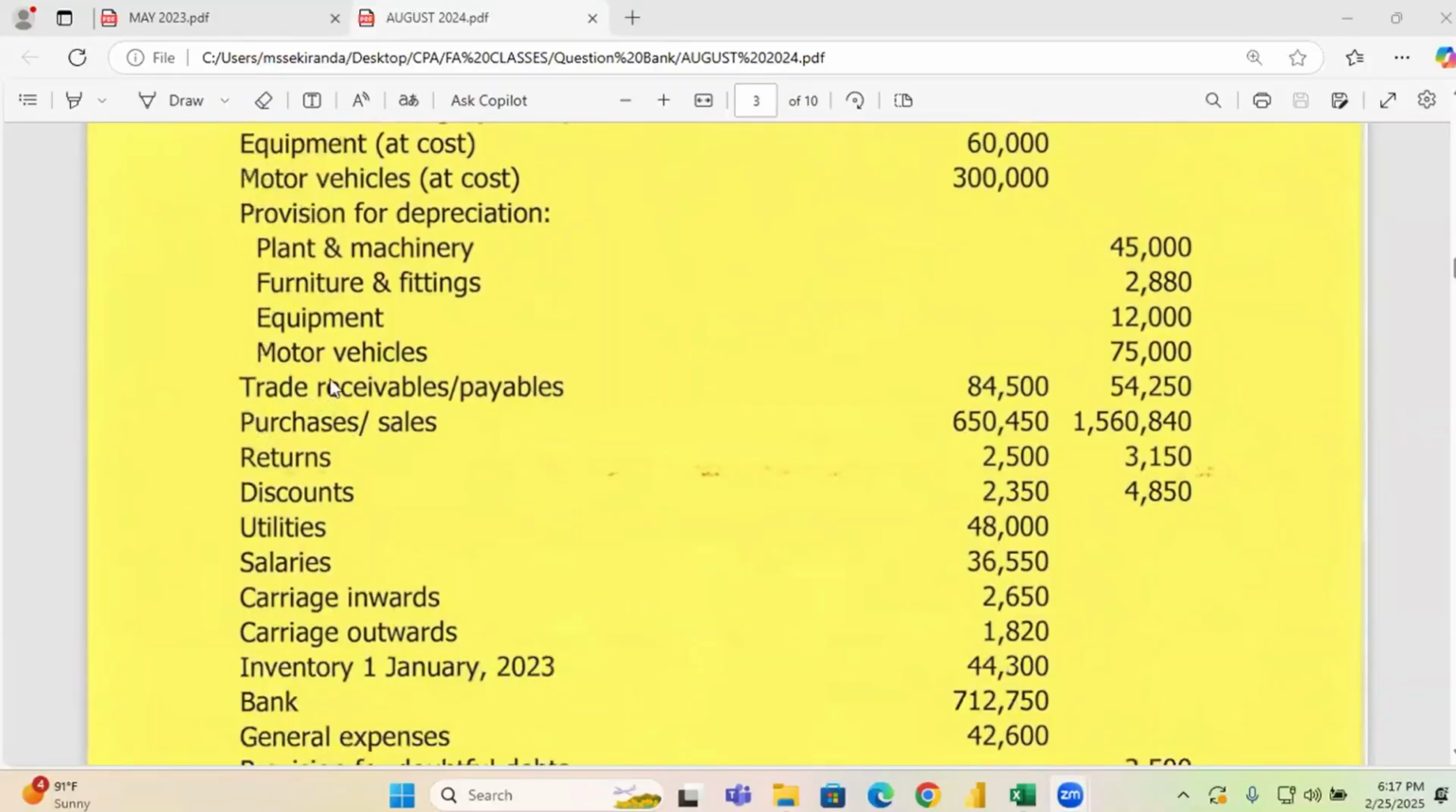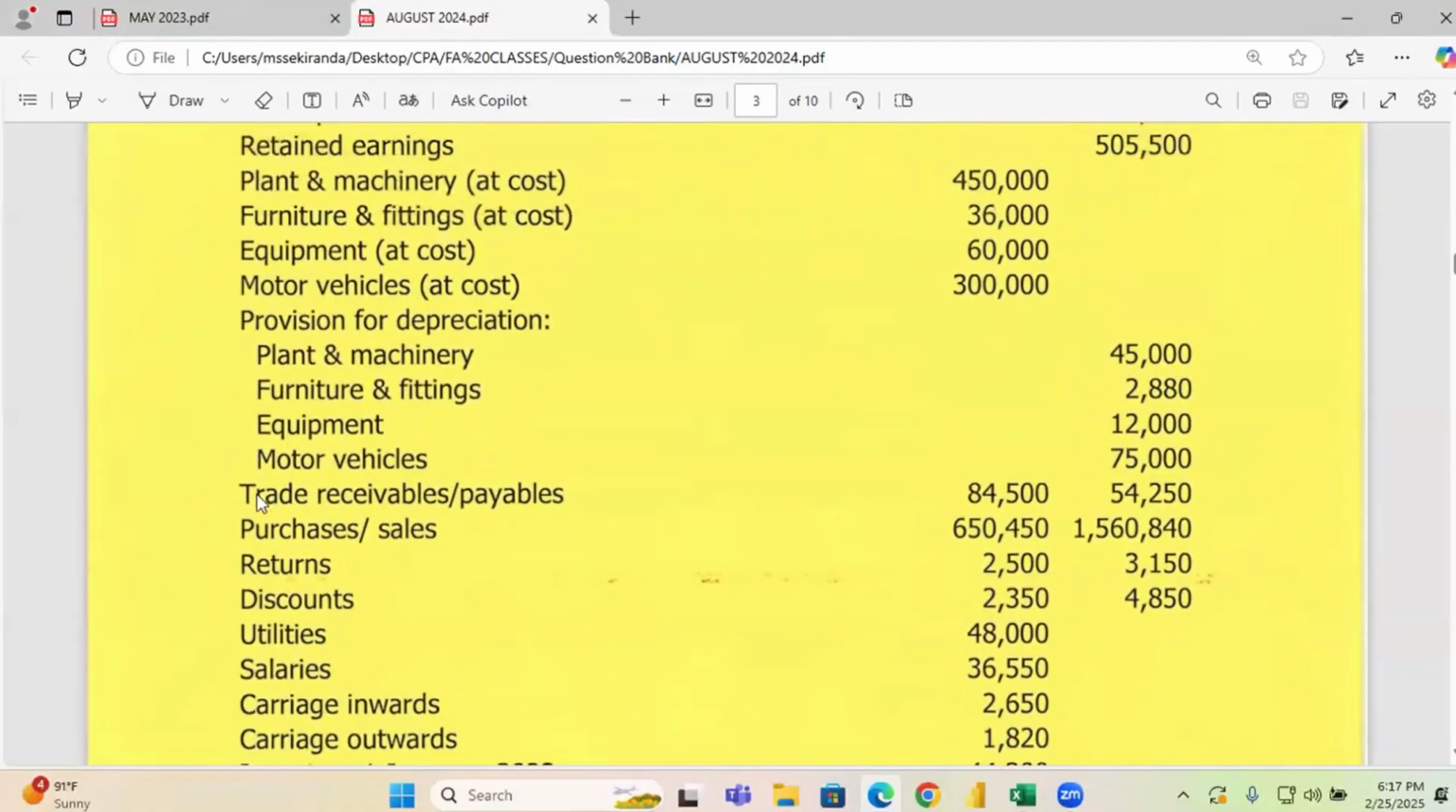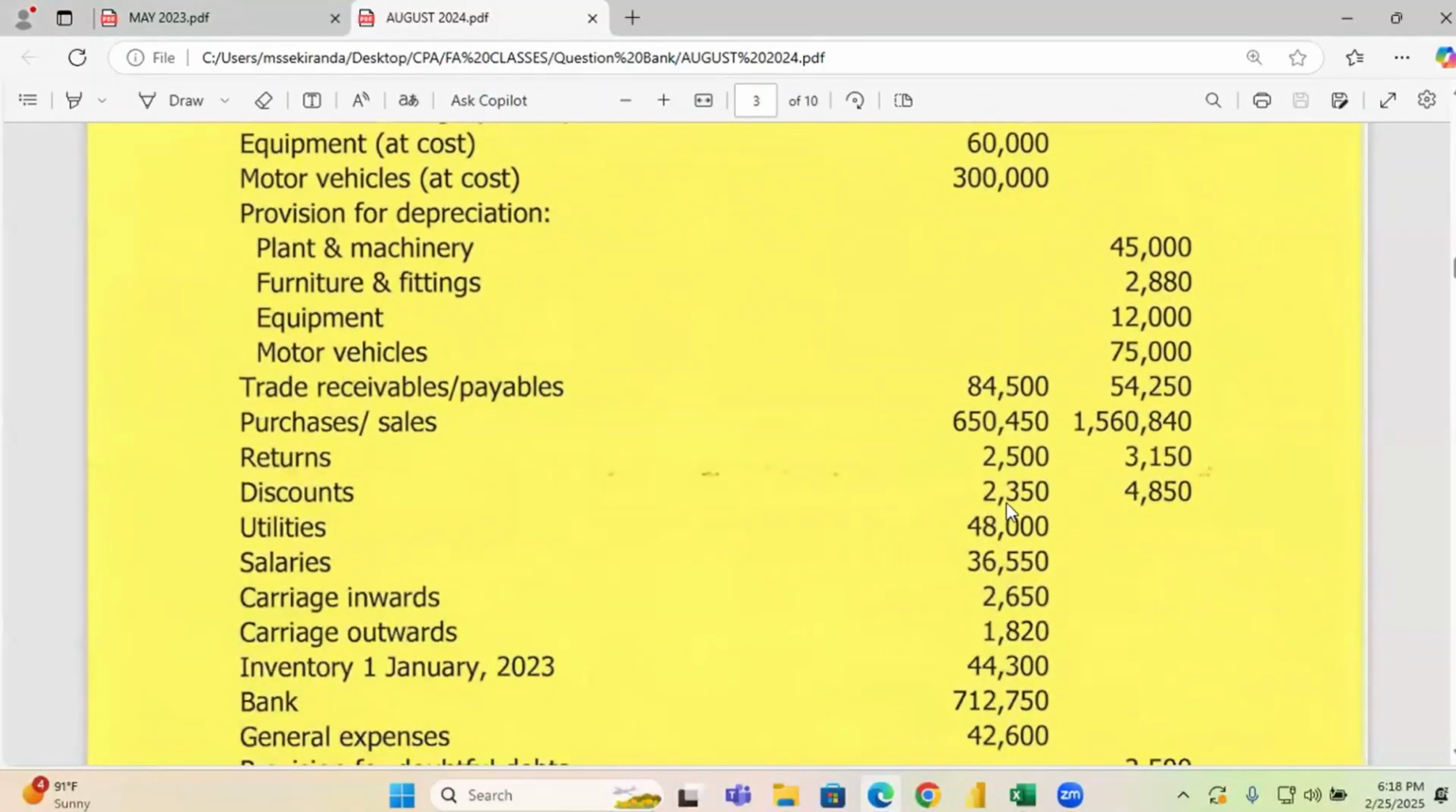Now you will find areas whereby the examiner writes trade receivables stroke trade payables. Okay? At times he may even start with trade payables stroke trade receivables. After that's when it confuses, when it begins with the payables. Okay? Trade payables stroke trade receivables. Now some students, if the examiner begins with trade payables stroke receivables, some students take 84,500 as their payables, which is very wrong.